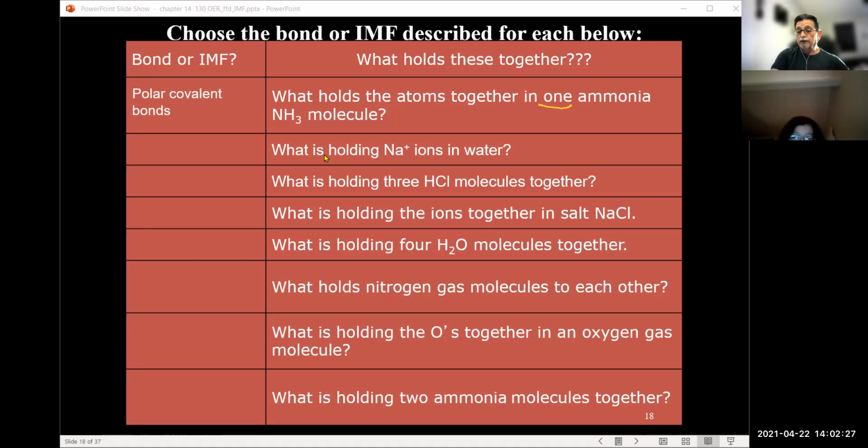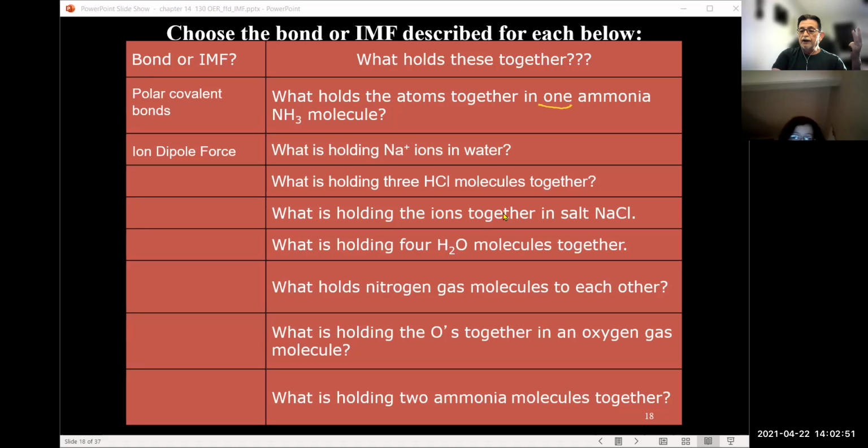What is holding the sodium ions in water? And we're talking about sodium ions. So that would be the ion-dipole force, because we're dealing with an ion and we're dealing with a dipole, which in this case is water. Water does have a dipole and has specifically hydrogen bridging force.